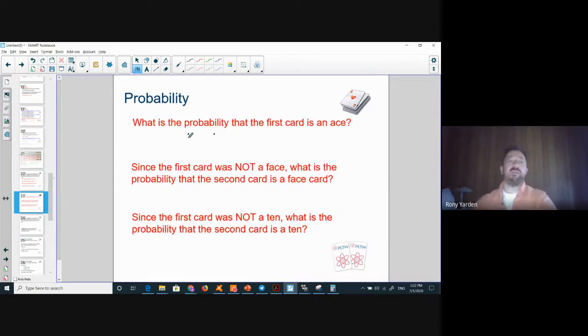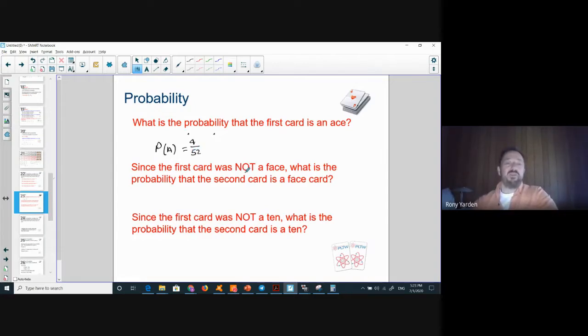Okay, so again, what is the probability that the first card is an ace? This is an easy case. The probability for an ace as the first card will be 4 aces out of 52. Okay, so this is the probability that the first card is an ace.